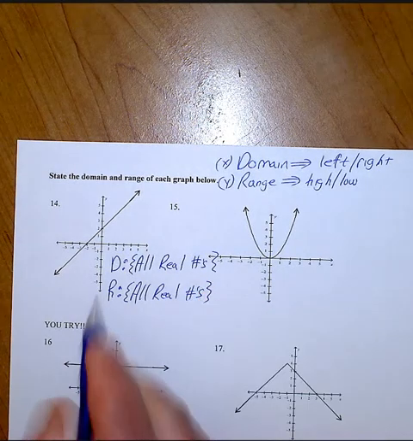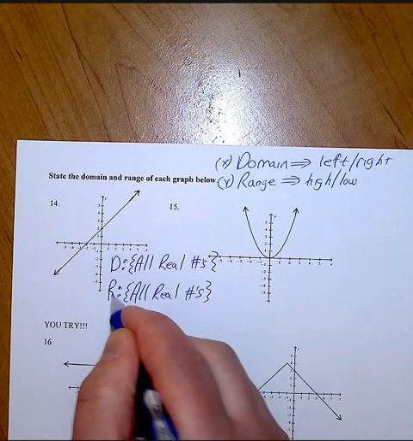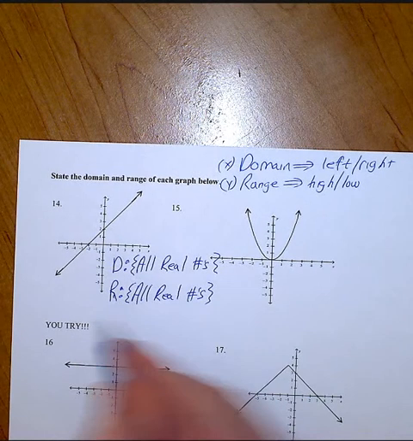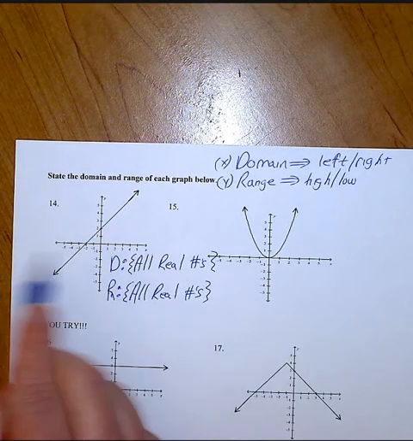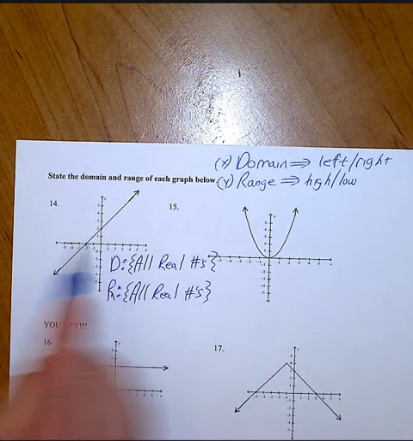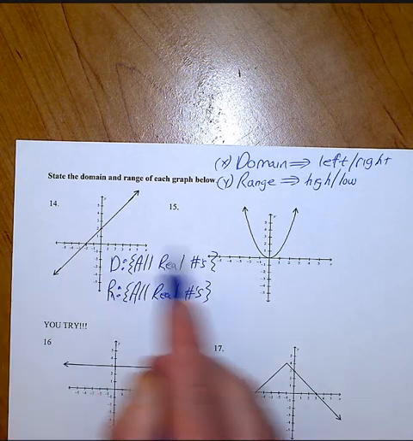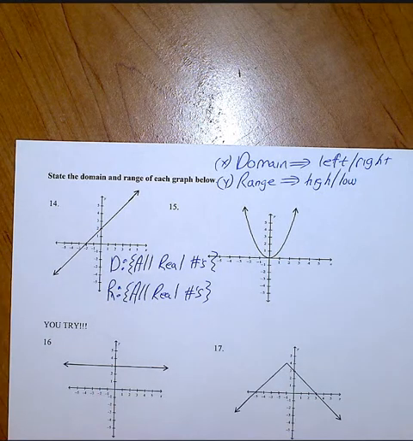Possible y values. What are the possible y values? Every number, all real numbers. From negative infinity all the way up to positive infinity. Domain, what are the possible x values? Well, from negative infinity all the way to positive infinity. Okay?